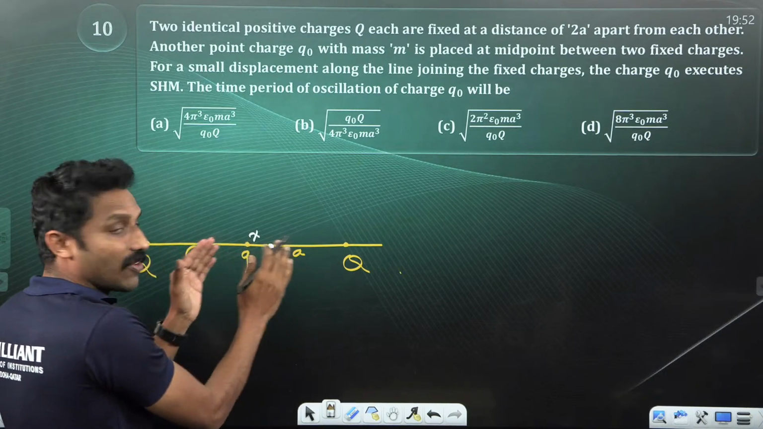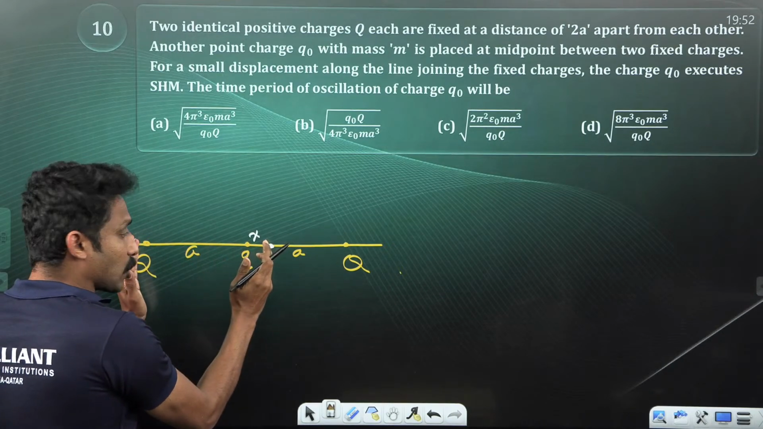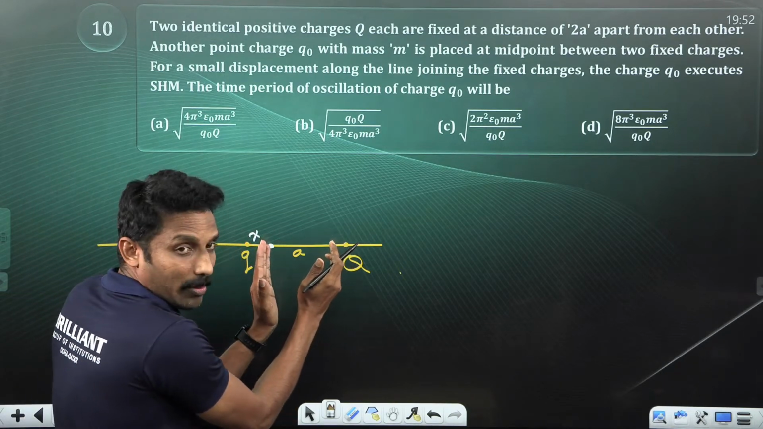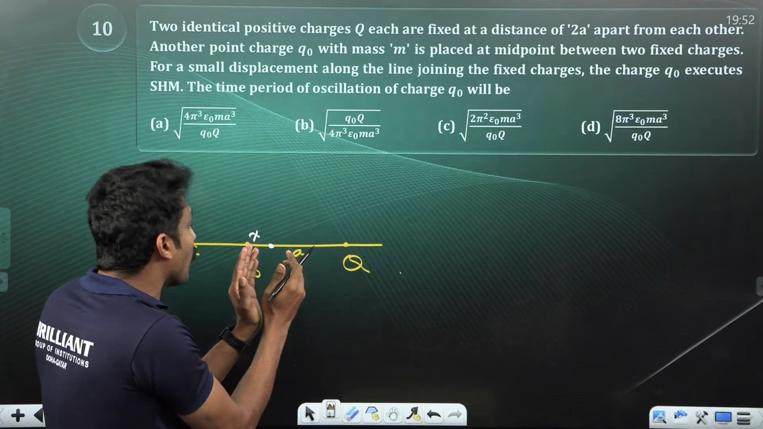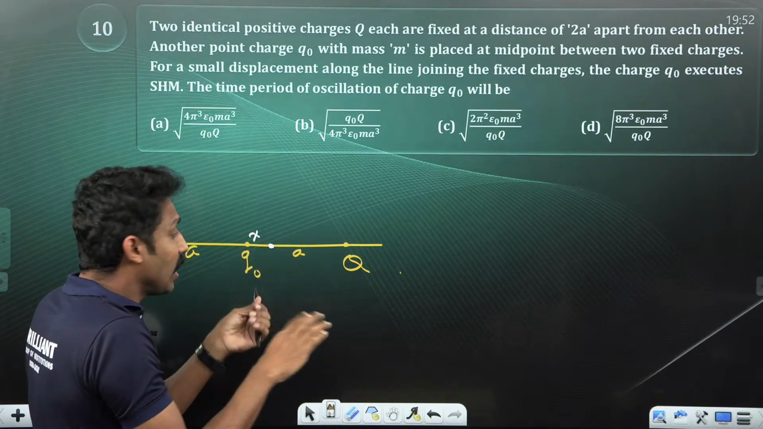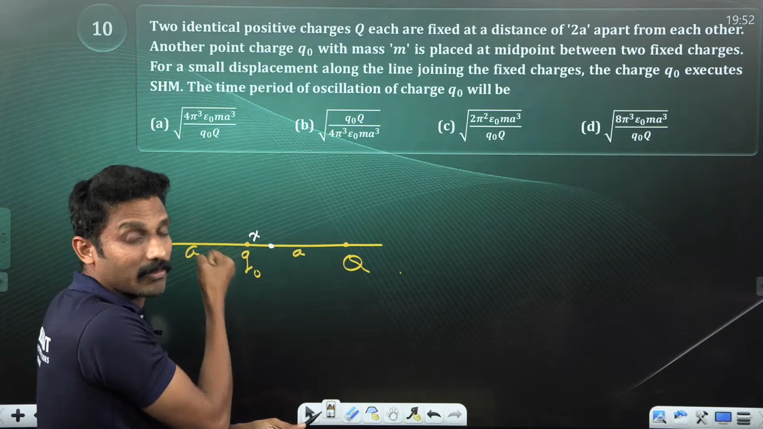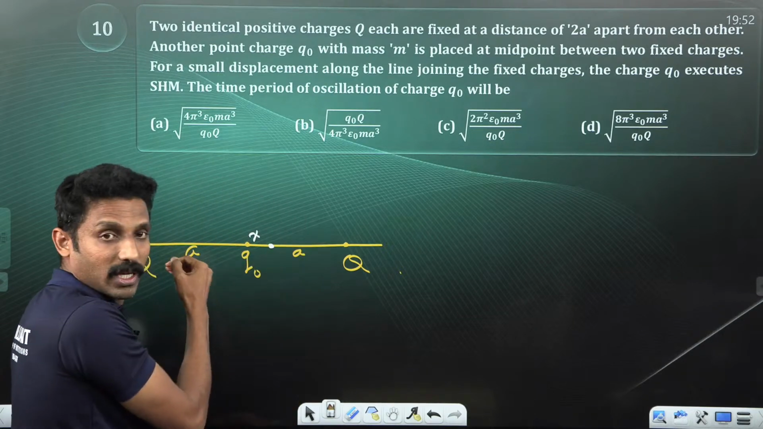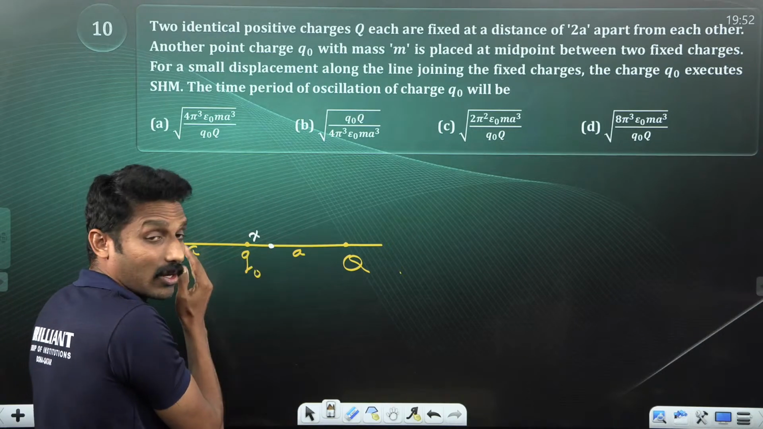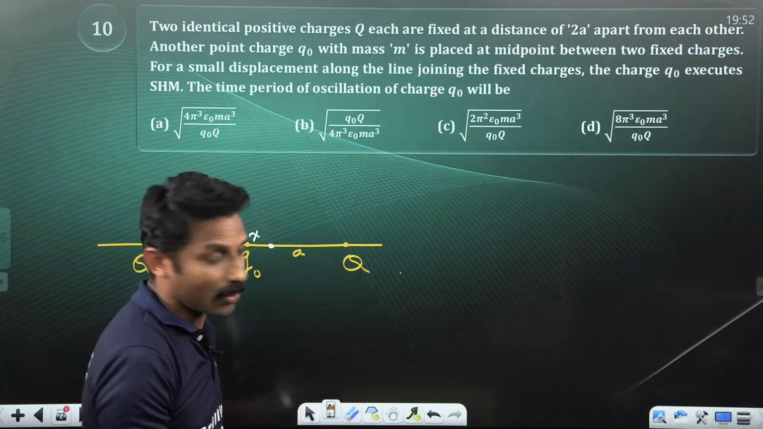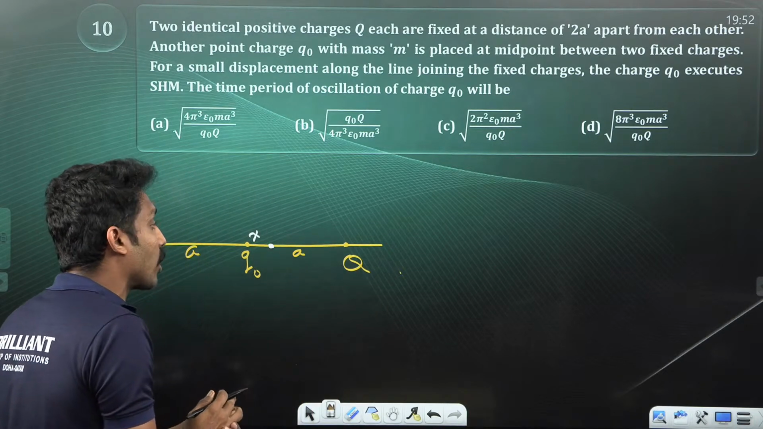Now there will be a force difference. The force between these two will be less, and the force between these two will be greater, and the net force will be in this direction. That net force will drag it back, and will act as a restoring force. Due to this restoring force it undergoes simple harmonic motion. And the time period of simple harmonic motion is asked.